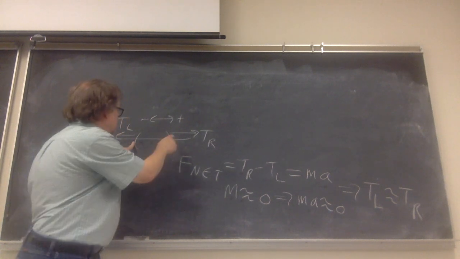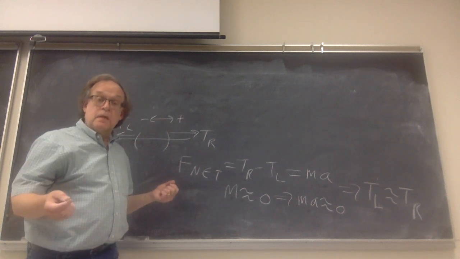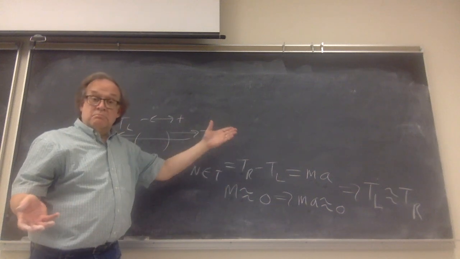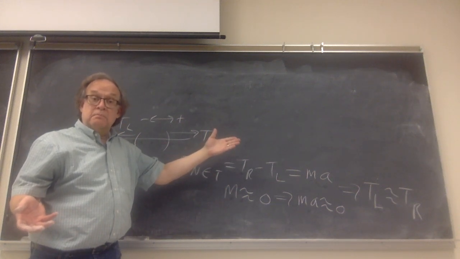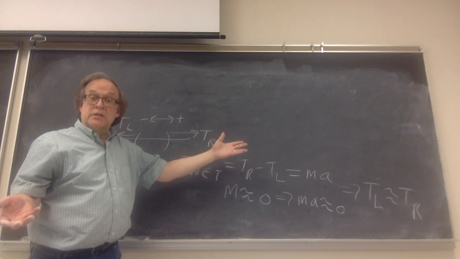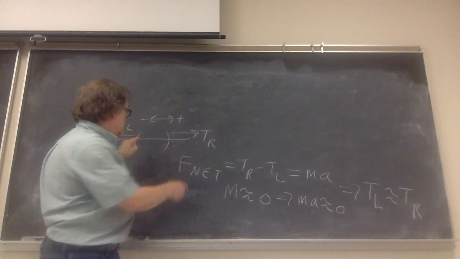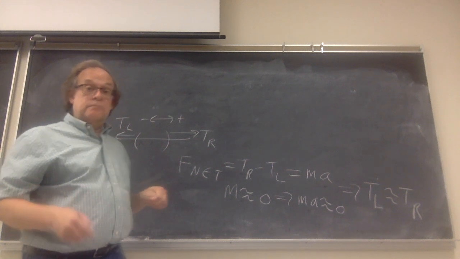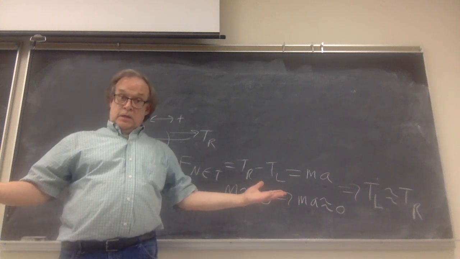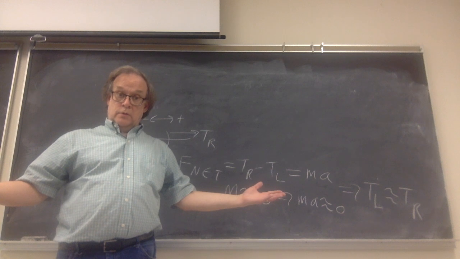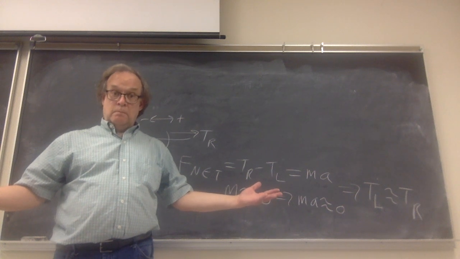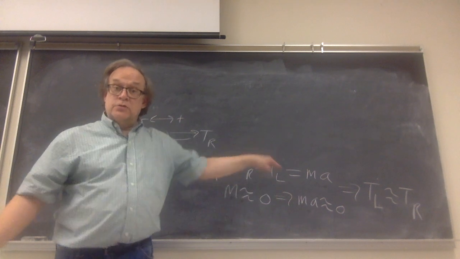And there was nothing special about those 2 points. I could have chosen any other pair of points and come up with the same answer, namely the tension is the same at those 2 points as well. The moral of the story is, if you can ignore the mass of the rope, then the tension in the rope is the same everywhere, and that's true because of Newton's second law.